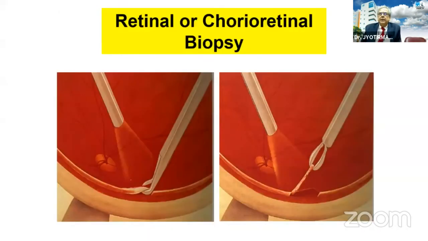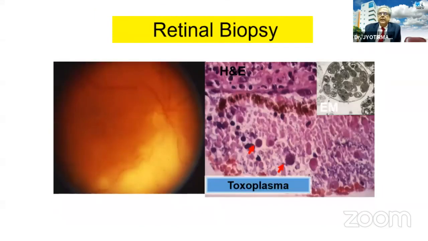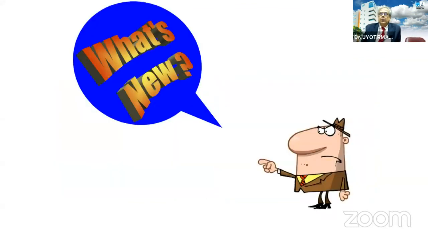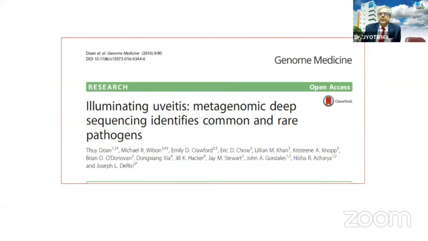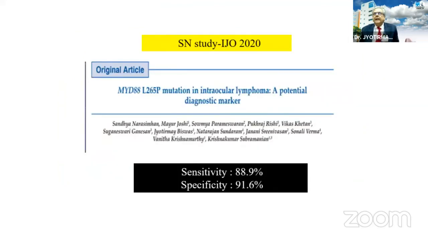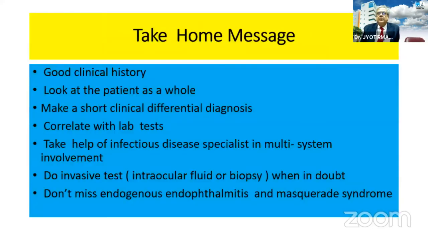and CD20 is positive. Retinal or retinochoroidal biopsy is required in very recalcitrant cases and when other diagnostic modalities fail. And this is a case of necrotizing retinitis, showing necrotic retina with Toxoplasma gondii organism. What's new is that metagenomic deep sequencing can identify common and rare pathogens. And a new thing, MYD88 L265P mutation, which can be seen in primary intraocular lymphoma.